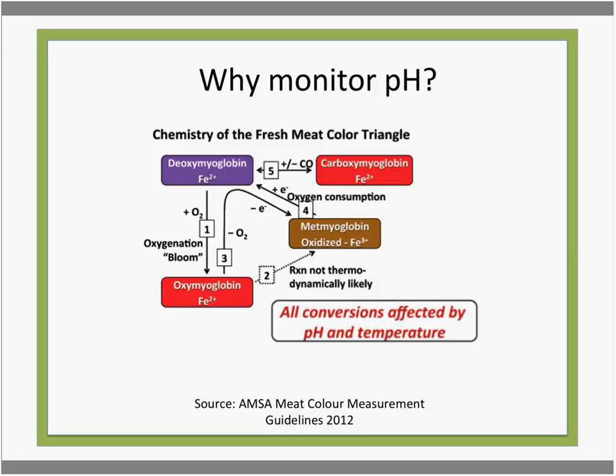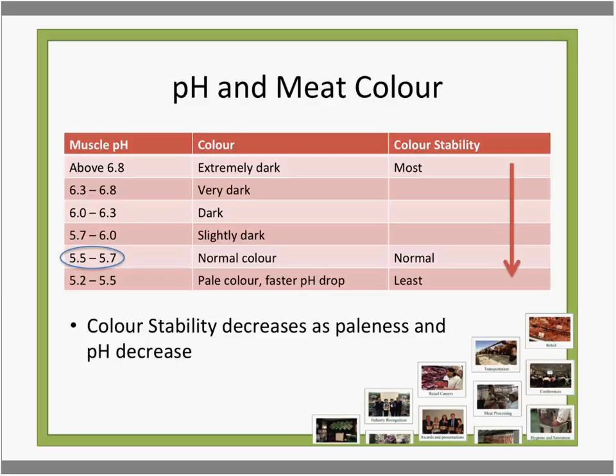If it's left out for too long, you can end up with the brown colour. And all of these interactions in the colour triangle are affected by both pH and temperature of the meat. So it's really important that we understand the pH to be able to affect that meat colour. And this table makes it even clearer around colour stability and why it's important to ensure that we understand that pH to make sure we get the right meat colour that we're looking for.